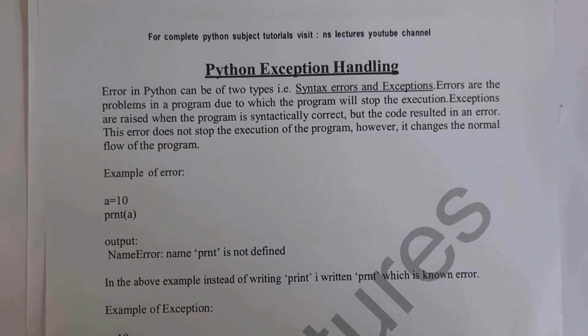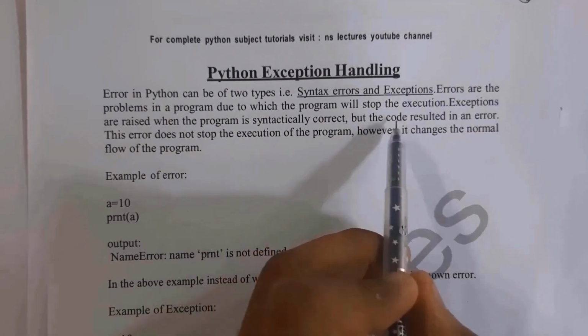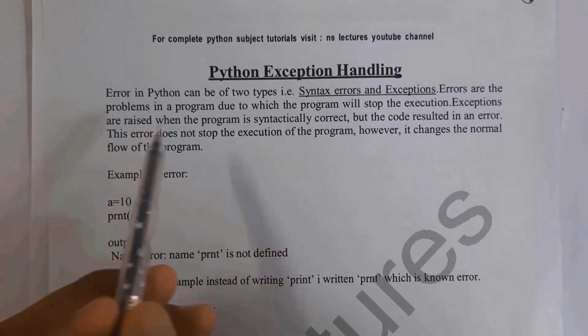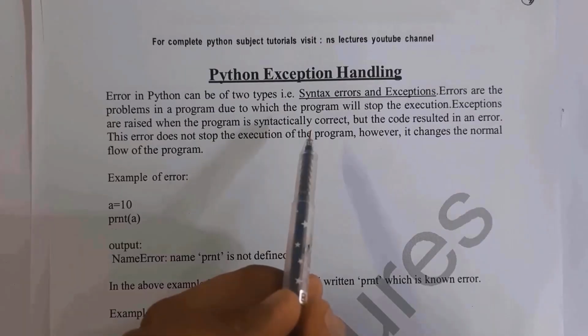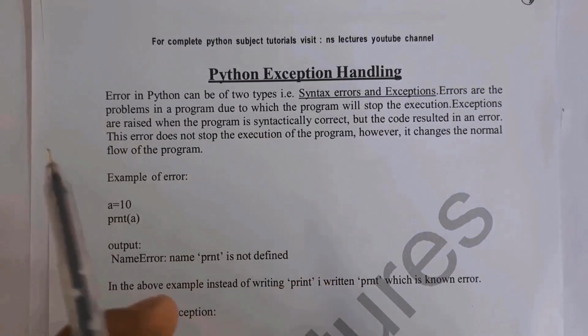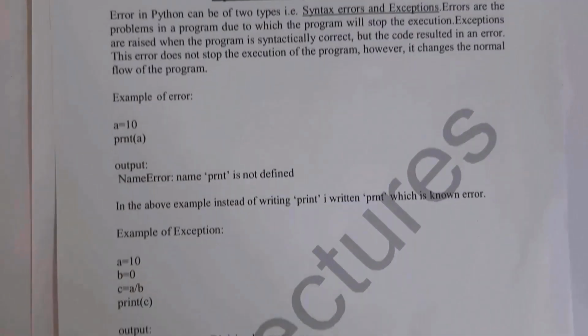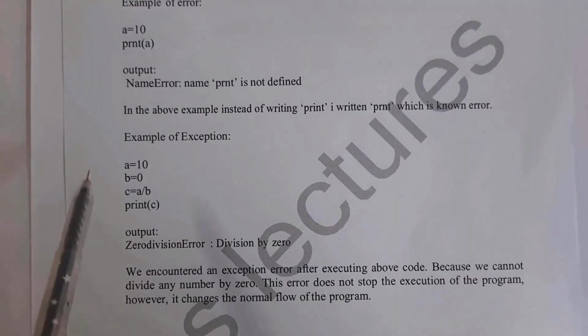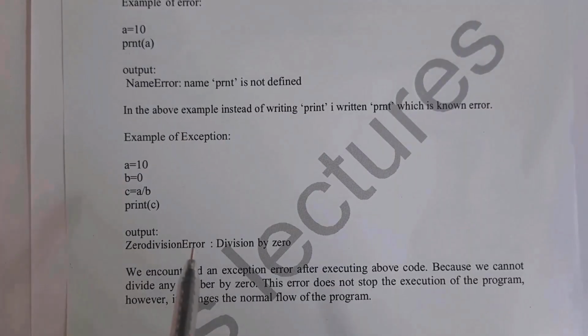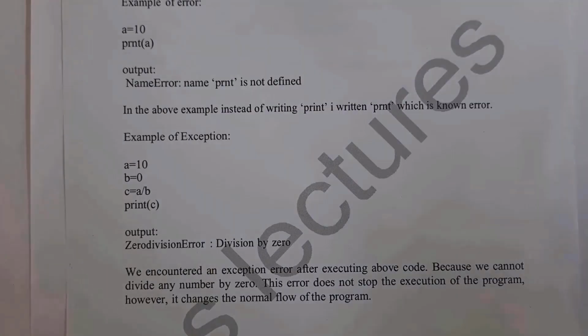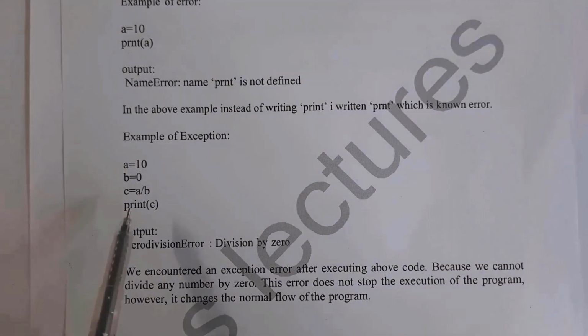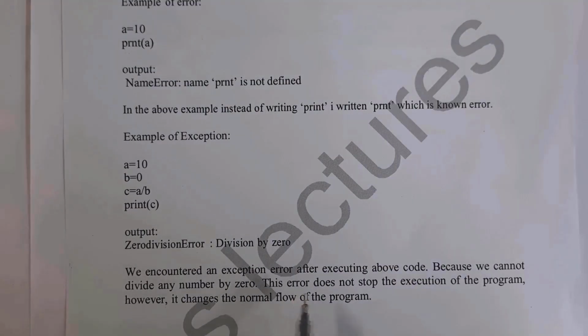Exceptions are raised when the program is syntactically correct, but the code results in an error. This error does not stop execution of the program. However, it changes the normal flow of the program. I already said before, this is an example. I wrote a equal to 10, b equal to 0 and c equal to a by b. Whenever I write here print c, we cannot divide any number by 0. So you will get the output zero division error, that is division by 0. This code does not stop execution of the program. However, it changes the normal flow of the program.